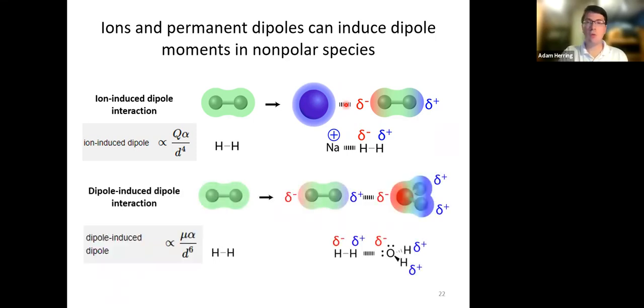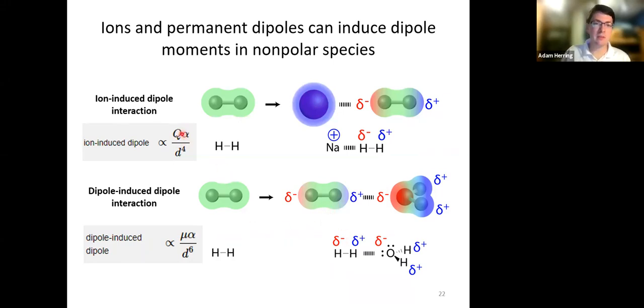Then we can have dipole-induced dipole interactions. Say you have a water molecule that comes nearby a hydrogen molecule. In this case, the negative end of the water molecule might come near the hydrogen molecule. It's going to repel the electrons from that side of the molecule, in this case the right, over towards the left. That's going to create a temporary dipole and therefore an attraction between the hydrogen molecule and the water molecule. We could have had a similar effect where the positive end of the water molecule got near the hydrogen and it would attract the electrons towards it.